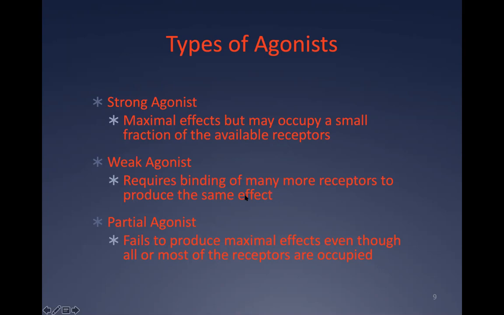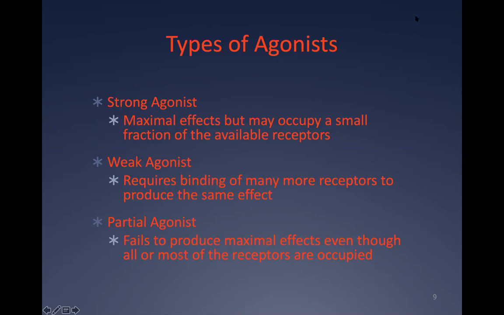So with the strong agonist, when we give a dose, we get a pretty strong effect. With a weak agonist, when we give a drug, we get a much lighter effect, or we have to give a lot of drug to get the same effect as the strong agonist. And then we also have what is called a partial agonist. In this case, even though we occupy all of the receptors, we still don't get a maximal effect.